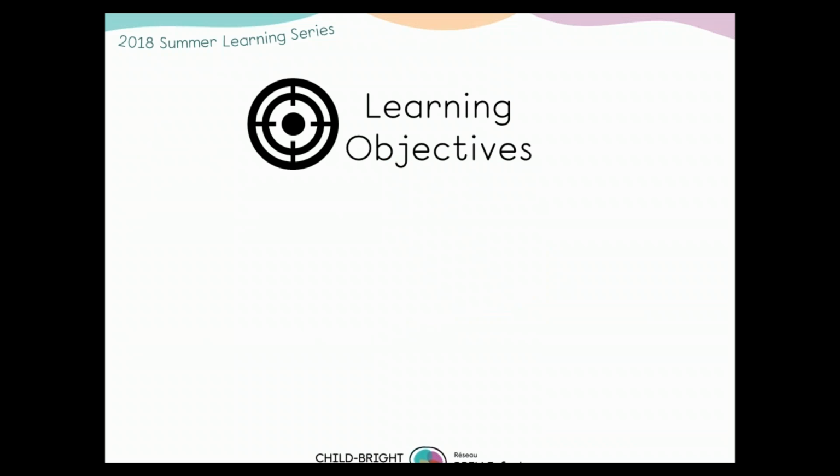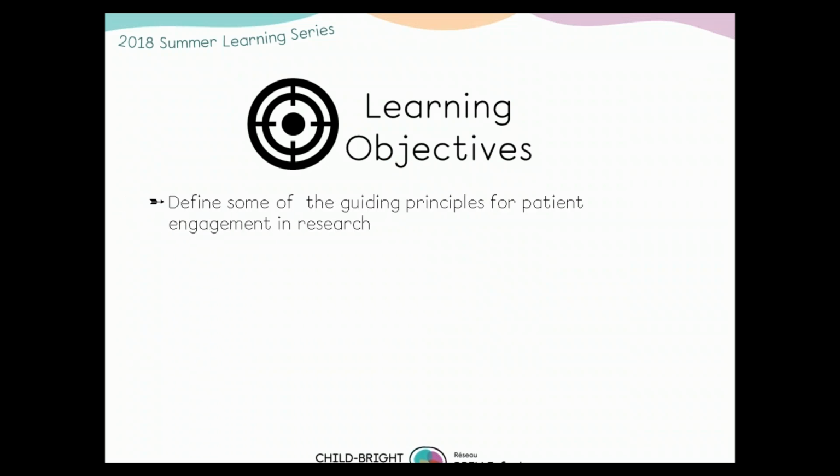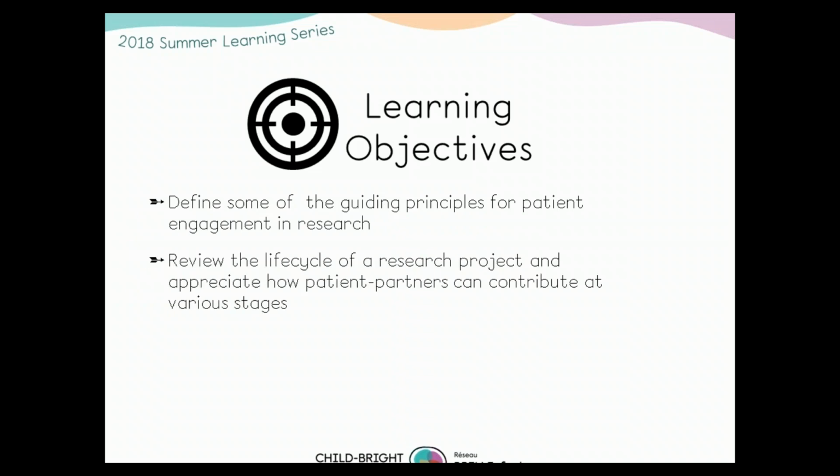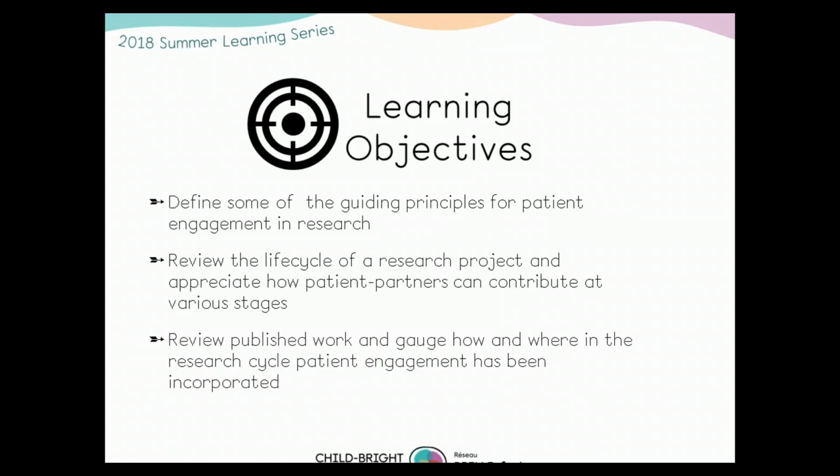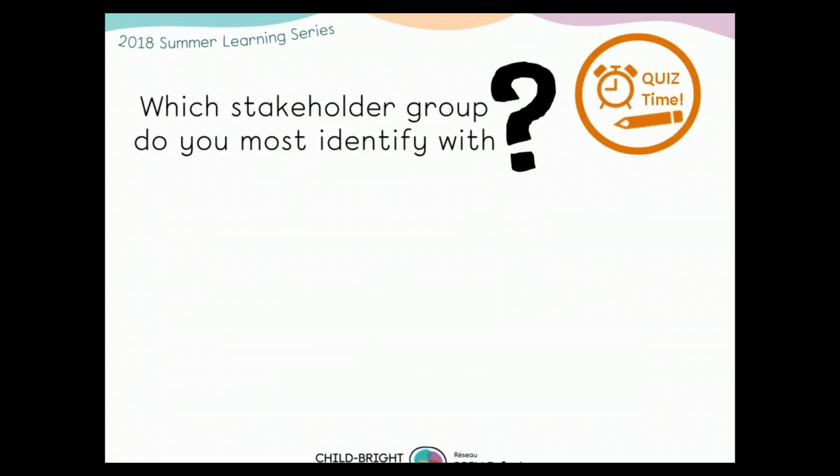So for today's session, we intend to convey three main learning objectives. The first is to define some of the guiding principles that are crucial for soliciting patient engagement in the research process. We want to briefly review the life cycle of a research project and ultimately use that to appreciate how patient partners can meaningfully and effectively contribute at various stages throughout that process. And thirdly, we are going to briefly consider some published work that has been done in the field and gauge where, at this point, we've seen patient engagement be incorporated within a research project.